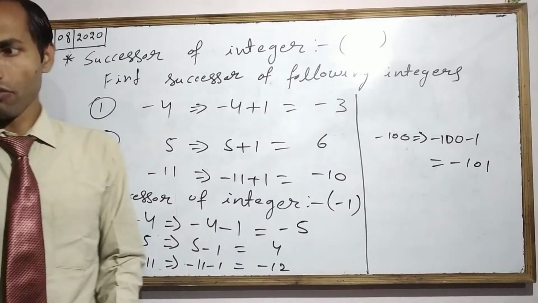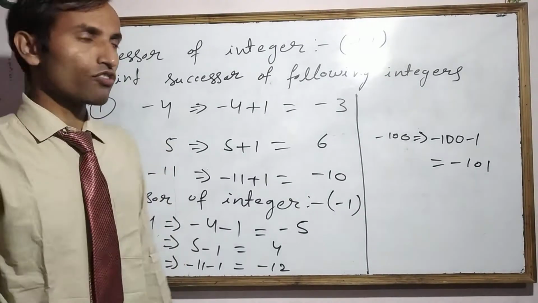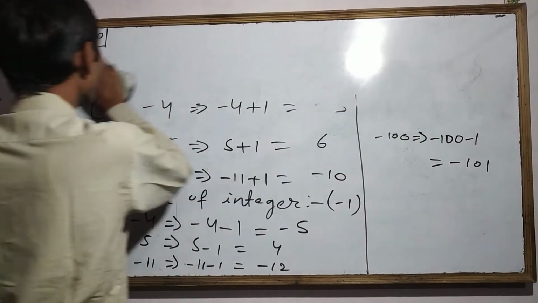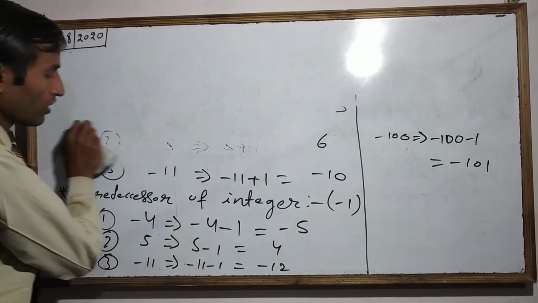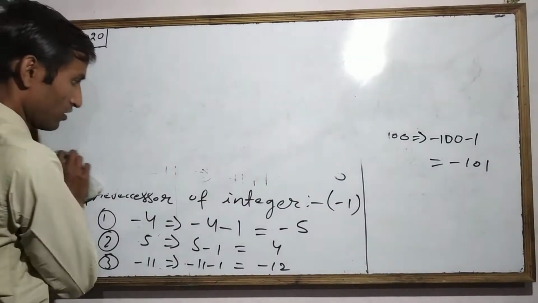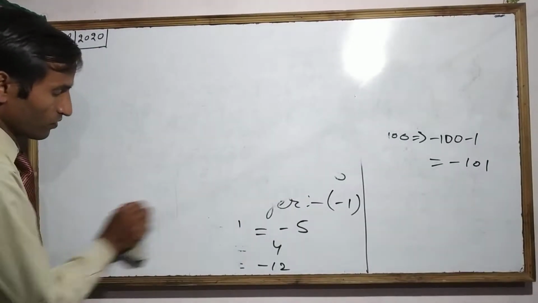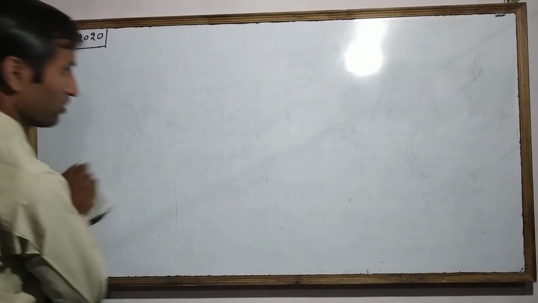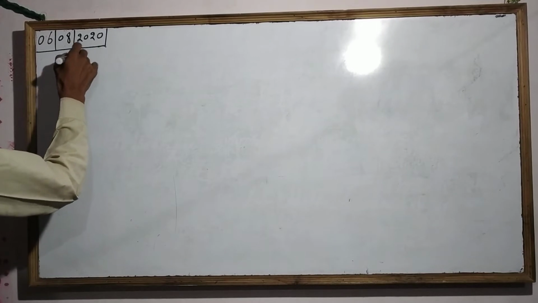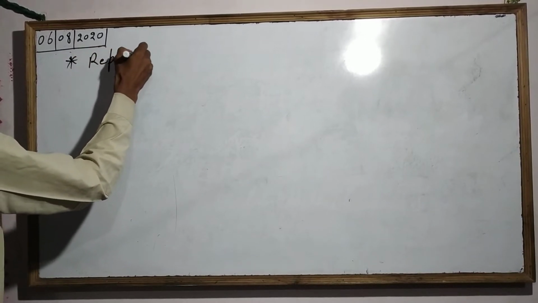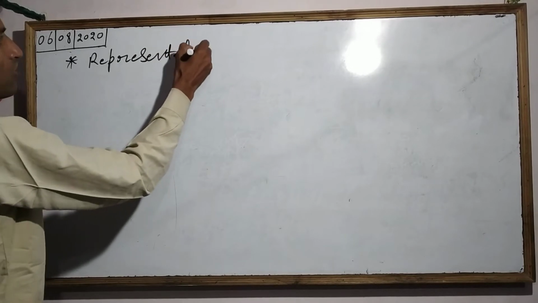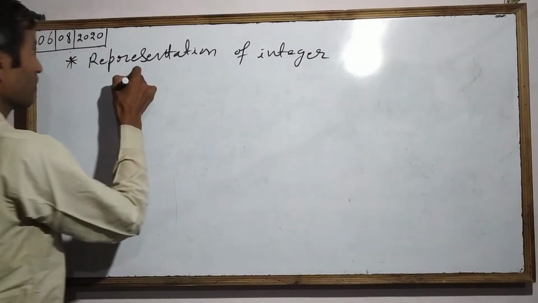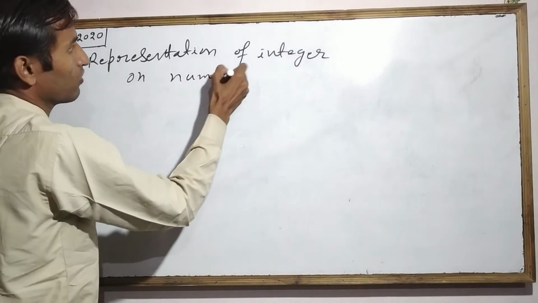Now we have to go to the next topic. Our topic is representation of integers on number line. So we have to represent any integer on a number line. How will we represent it? I will explain in this. I will draw a number line, then we will represent. Representation of integers on number line.